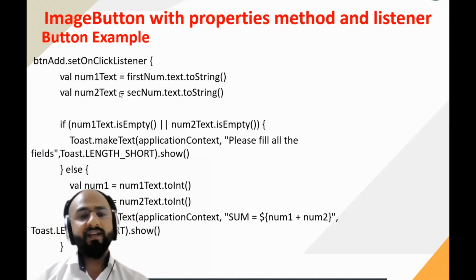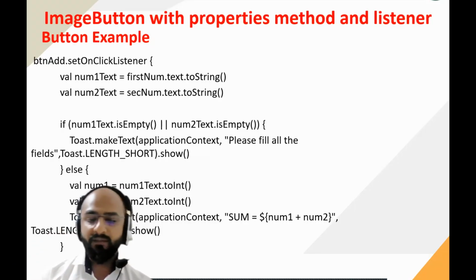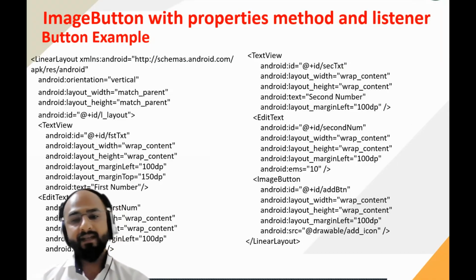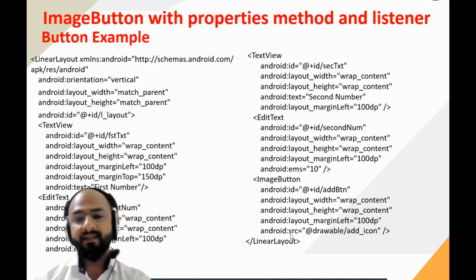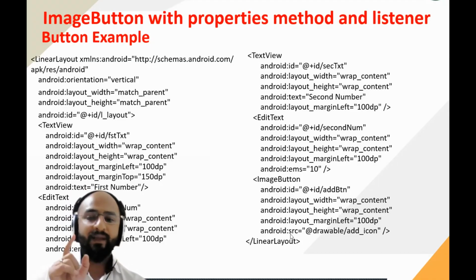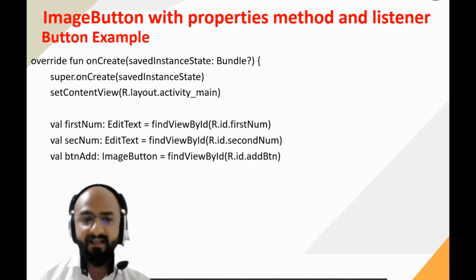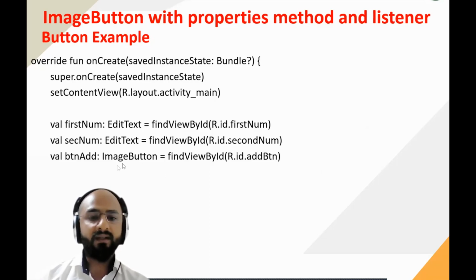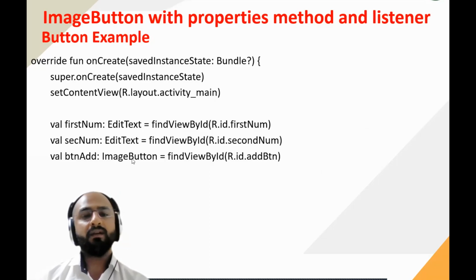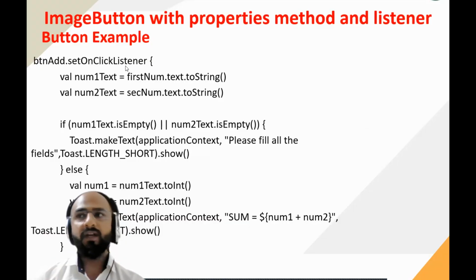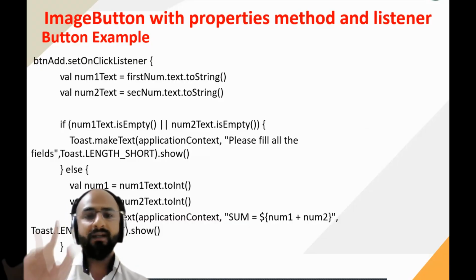I have applied the same logic, but what is the difference between these two? You can see in the simple button, there is no property named src. Over here, there is a property named src. By using the src property, you can apply the image on the button. Second, you can see here we have taken the object of ImageButton, not of a simple button. So there will be an image button, and when you click on that image button, setOnClickListener, the listener of the image button is setOnClickListener.